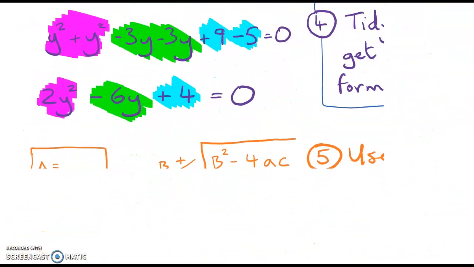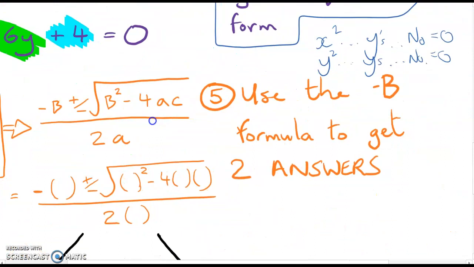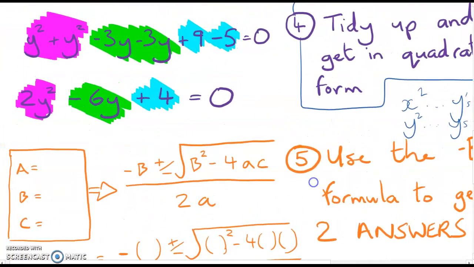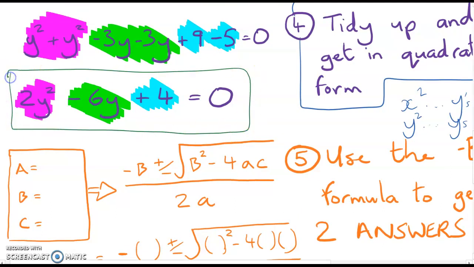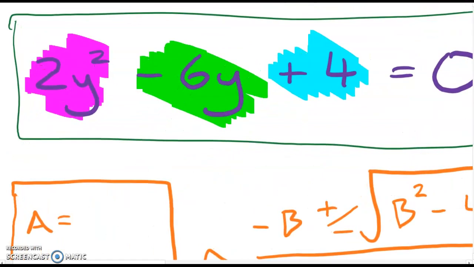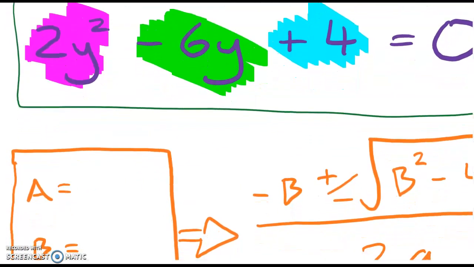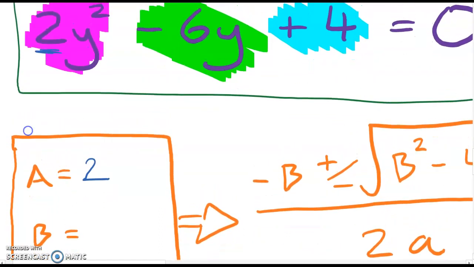What's next? We have to use the minus b formula to get 2 answers. So on this little quadratic equation that we've got, we're going to use the minus b formula. So what is a in this equation that we have created here? Let's zoom in here. A is the number in front of the squared part. So A is 2. B is the number in front of just the normal letter part. So it's -6. And C is 4.